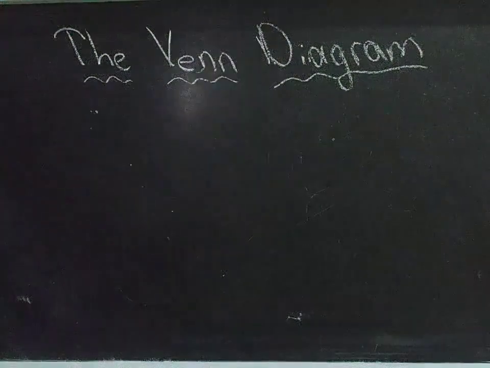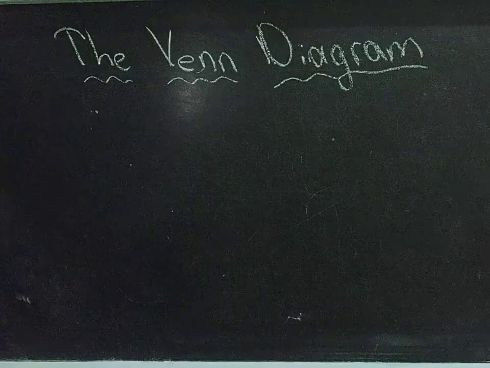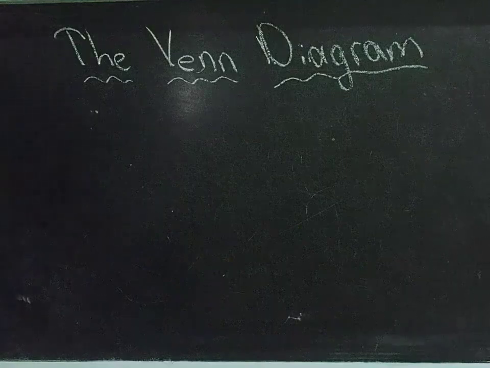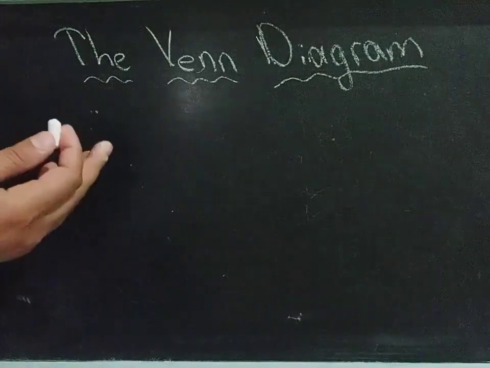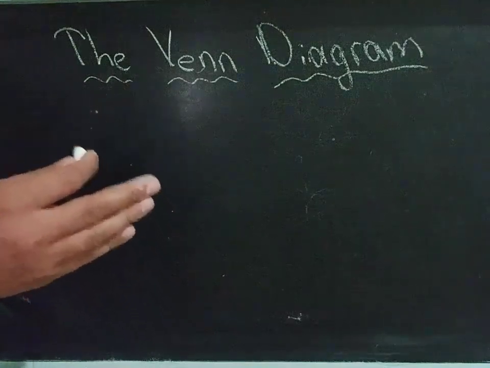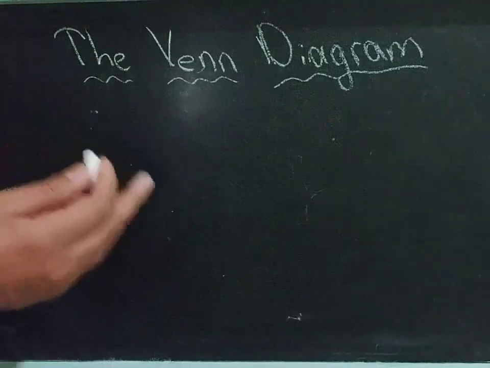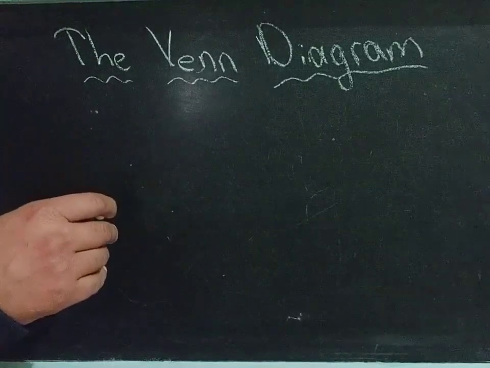Hello and welcome. In this lesson, we are going to talk about the Venn diagram. So, Venn diagram, what is Venn diagram? When you show sets in a closed shape, doesn't matter what shape you have, triangle, rectangle, circle, any shape, we call this method the Venn diagram method.